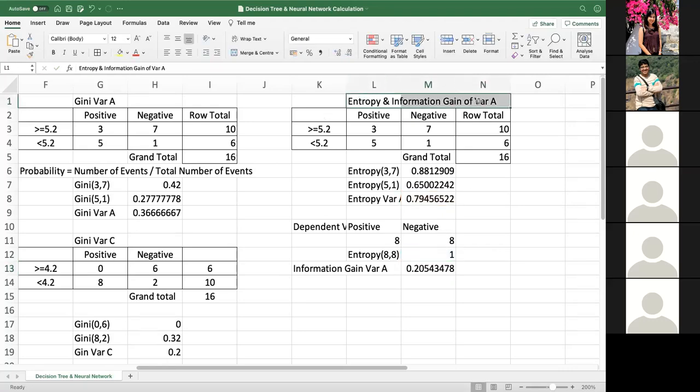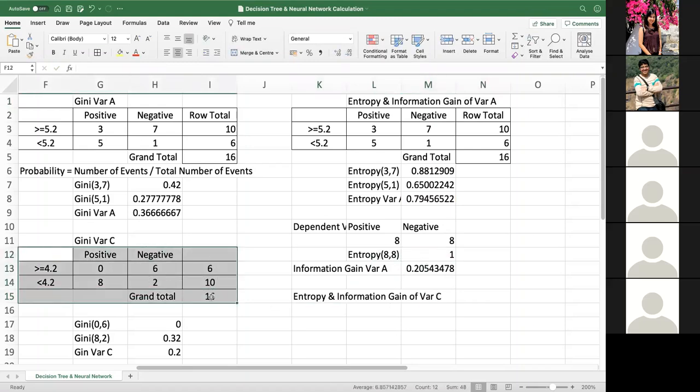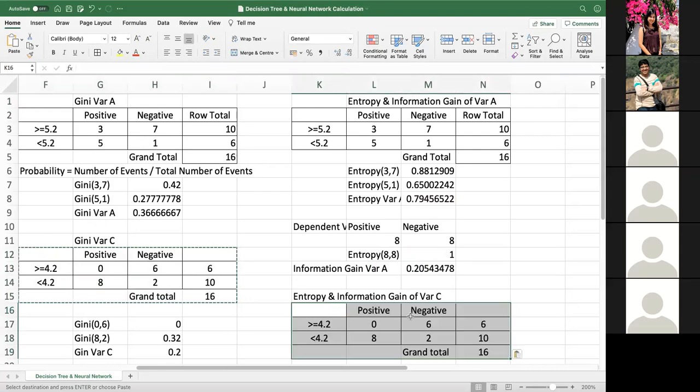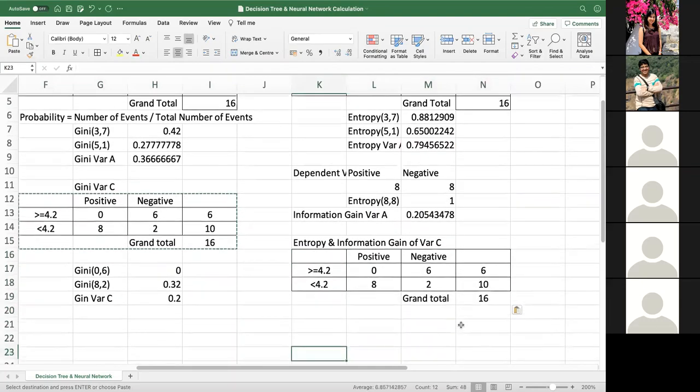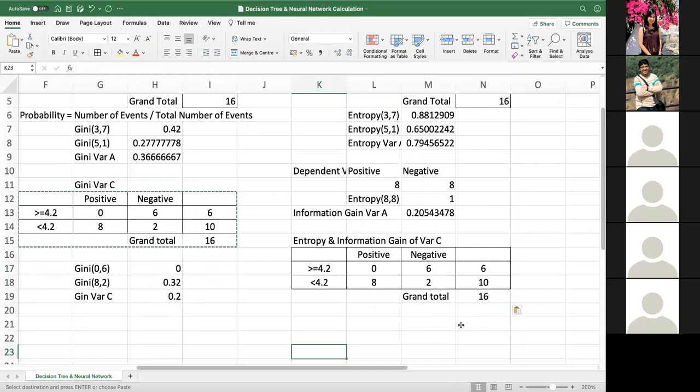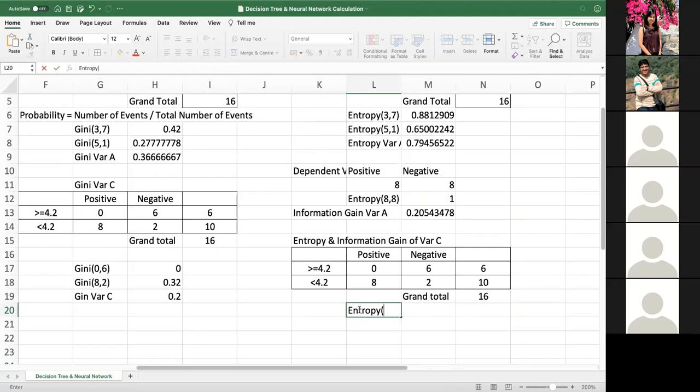So let us just do the other also, which is a simple calculation. Entropy of variable C. We already have the data split, so we can do it. Copy the data table, Control C, and paste it here. So entropy of 0, 6 will be 0. You don't need to calculate, it will be outright 0. Even if you calculate, you will get it as 0.